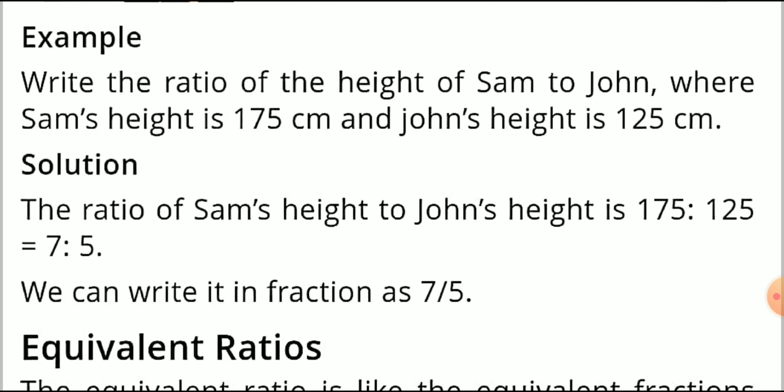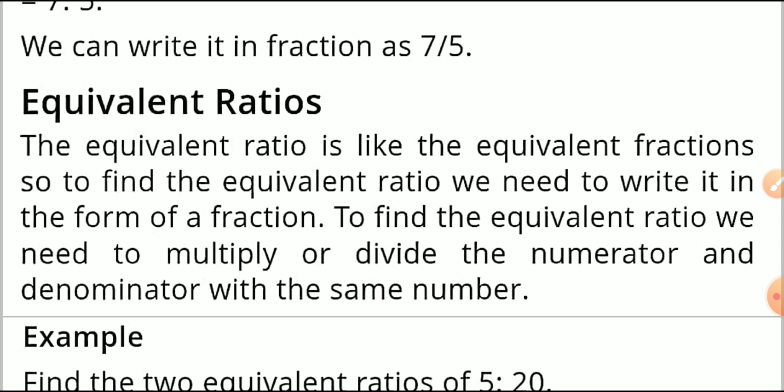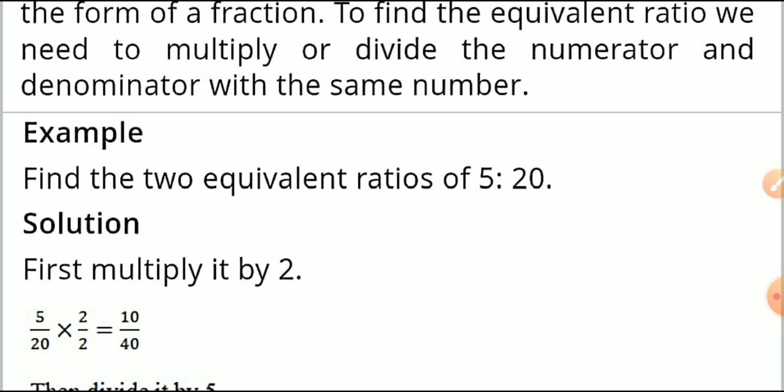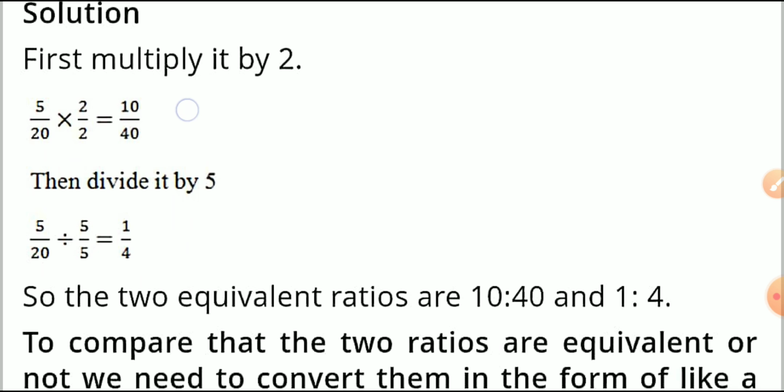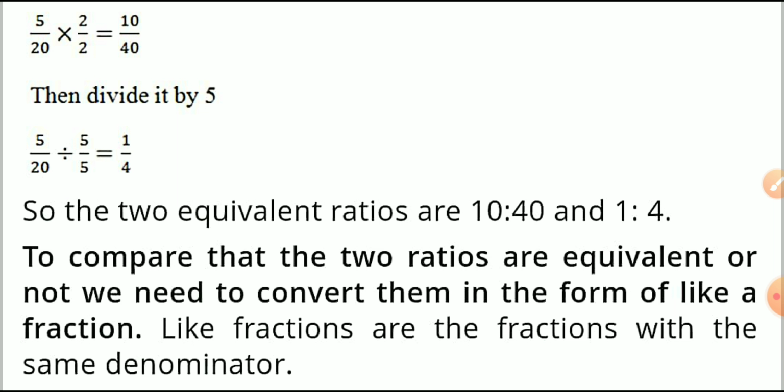Is it clear? Okay. Equivalent ratios. Like equivalent fractions and decimals, we have equivalent ratios. It is just similar to the equivalent fraction. So to find the equivalent ratio, we need to write it in the form of a fraction, and multiply or divide the numerator and denominator by the same number. For example, find two equivalent ratios of 5 upon 20, or 5 to 20. Solution: first we multiply by 2, so we get 10 upon 40, then divided by 5, so you get 1 by 4. Like this you can make several equivalent ratios.